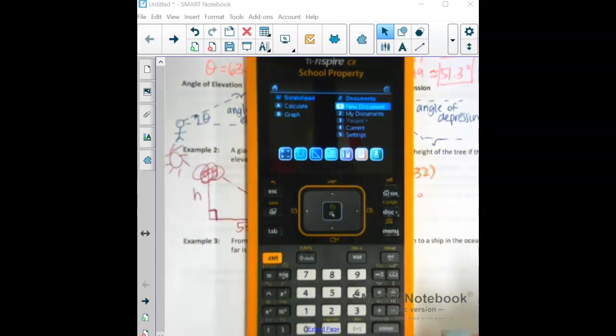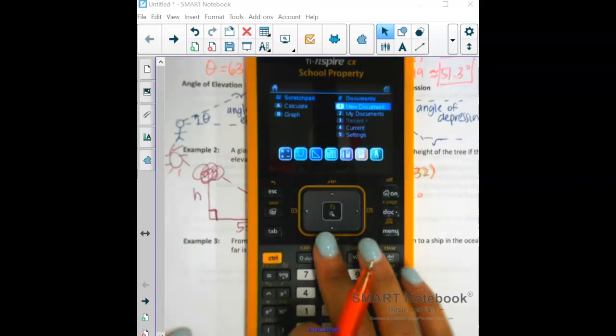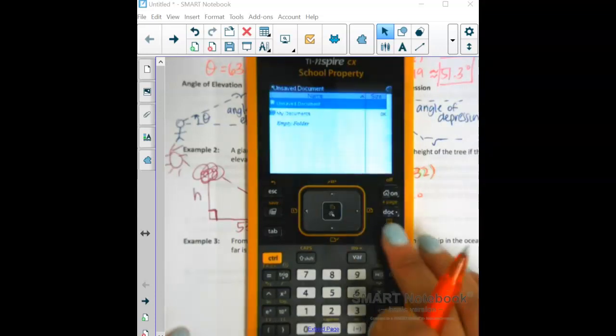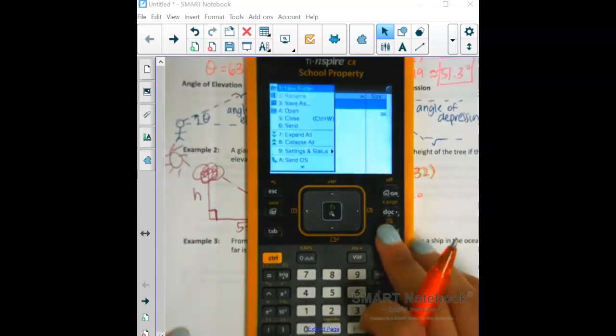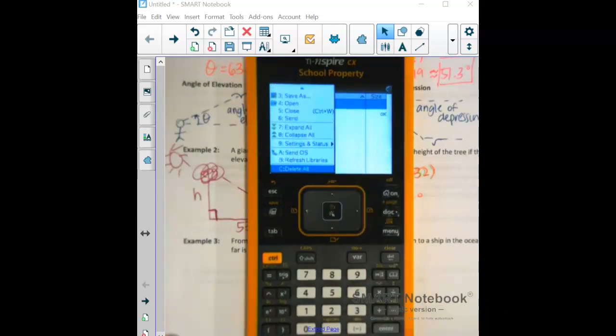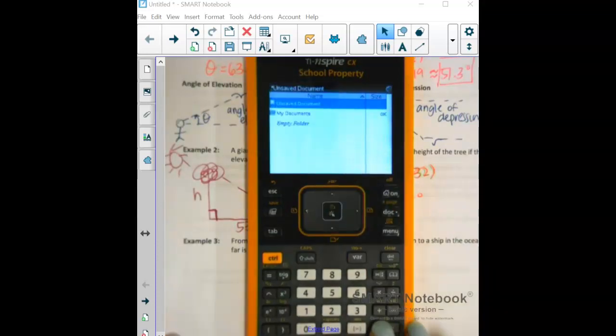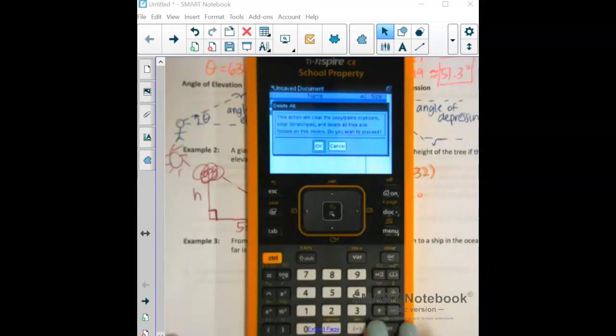First thing you guys should already be doing, or should have already done, is reset. Do not push the button on the back of my calculator, because you break it, you buy it. You're going to go down to My Documents, hit Menu, and scroll all the way up. If you're like me, scroll up to Delete All, and it asks, do you wish to proceed? Push OK.